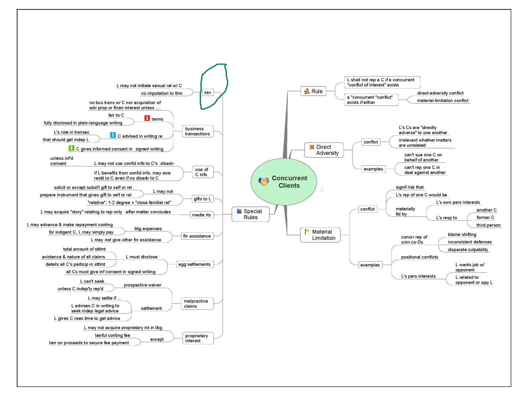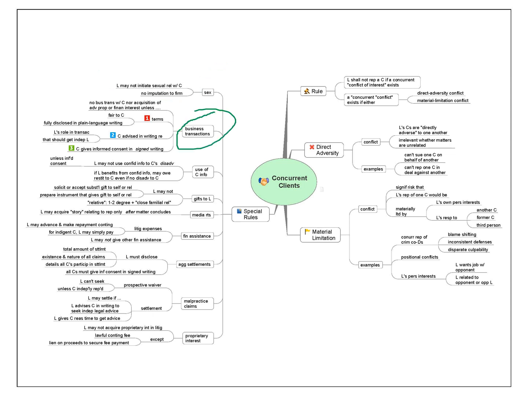Sex. A lawyer may not initiate a sexual relationship with a client. You can turn a partner into a client, but you can't turn a client into a partner. Now, this conflict is not imputed to other members of the firm. So if you are having a relationship, your partner can still represent that client.